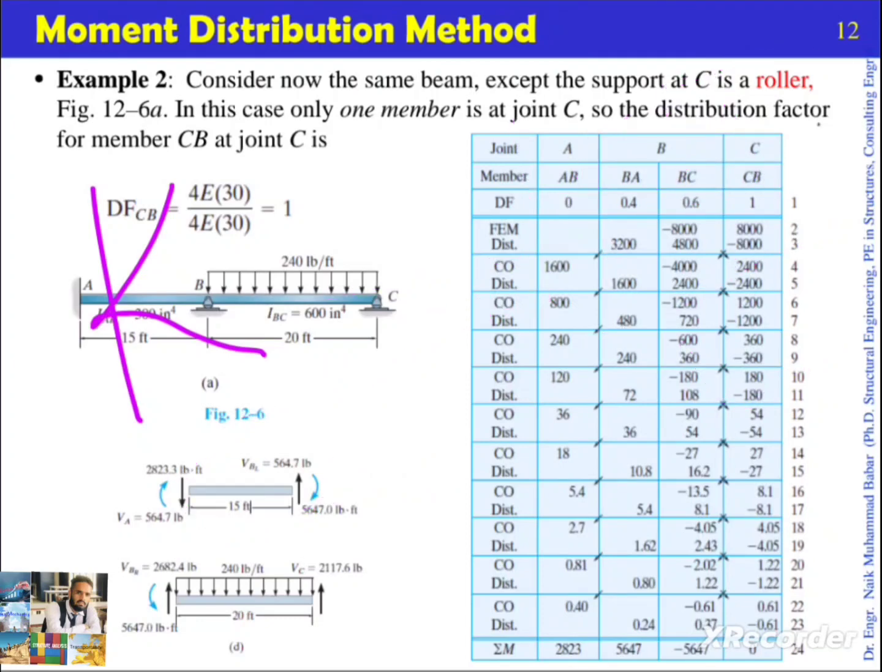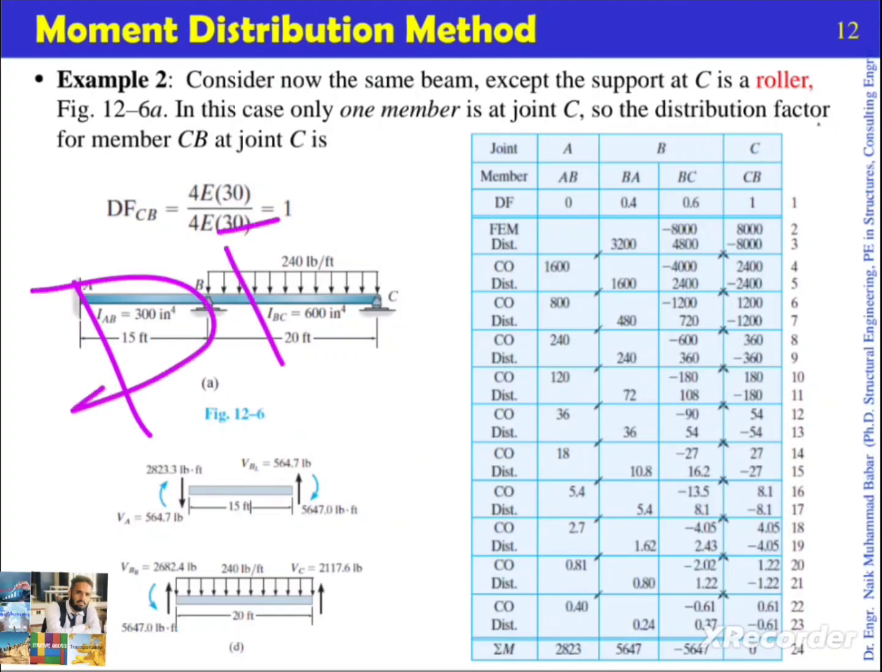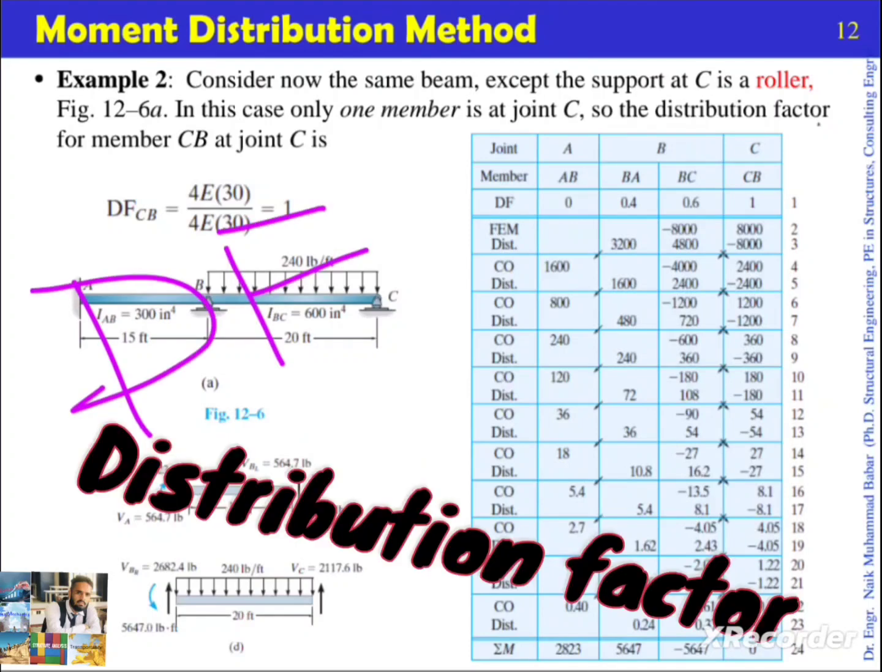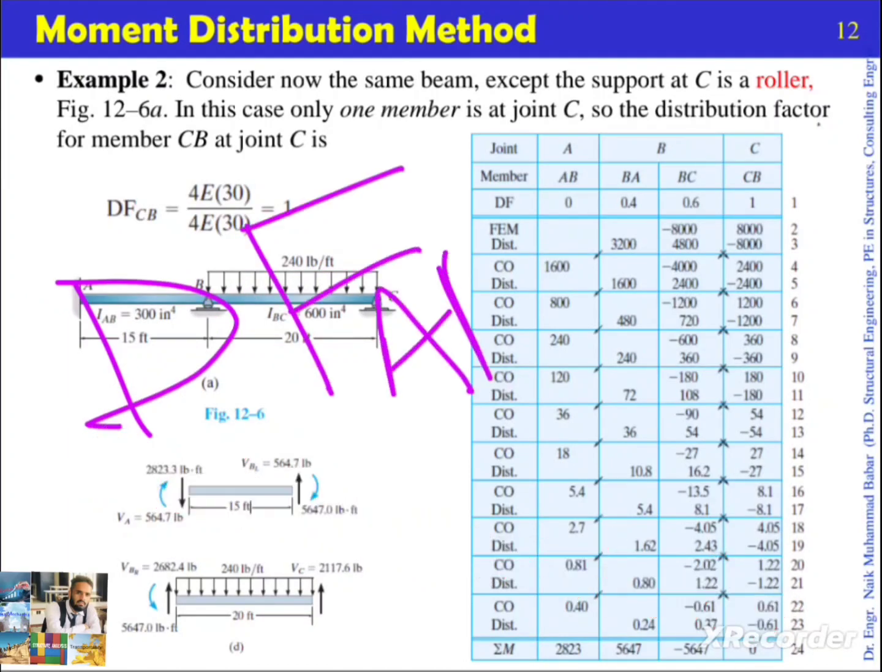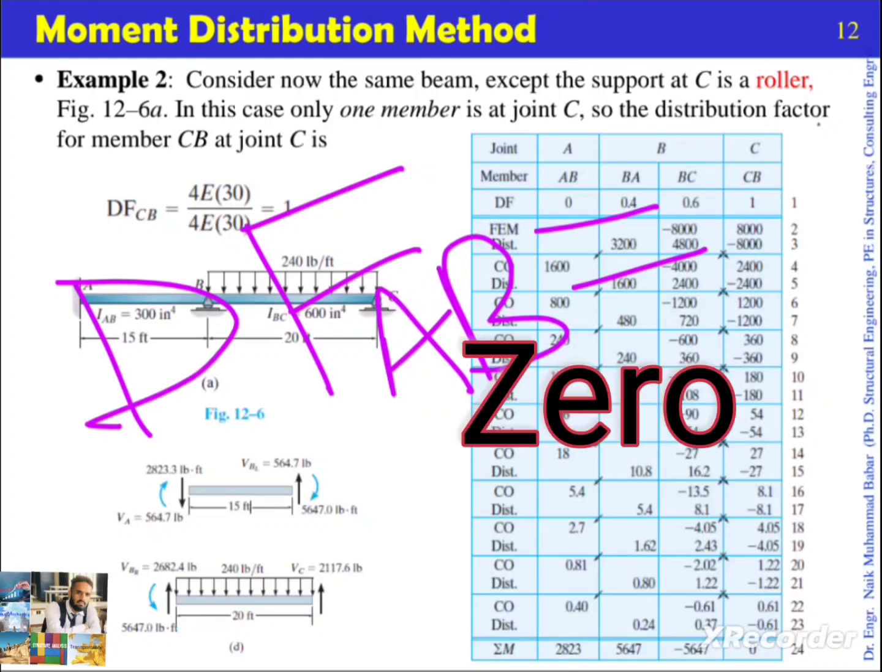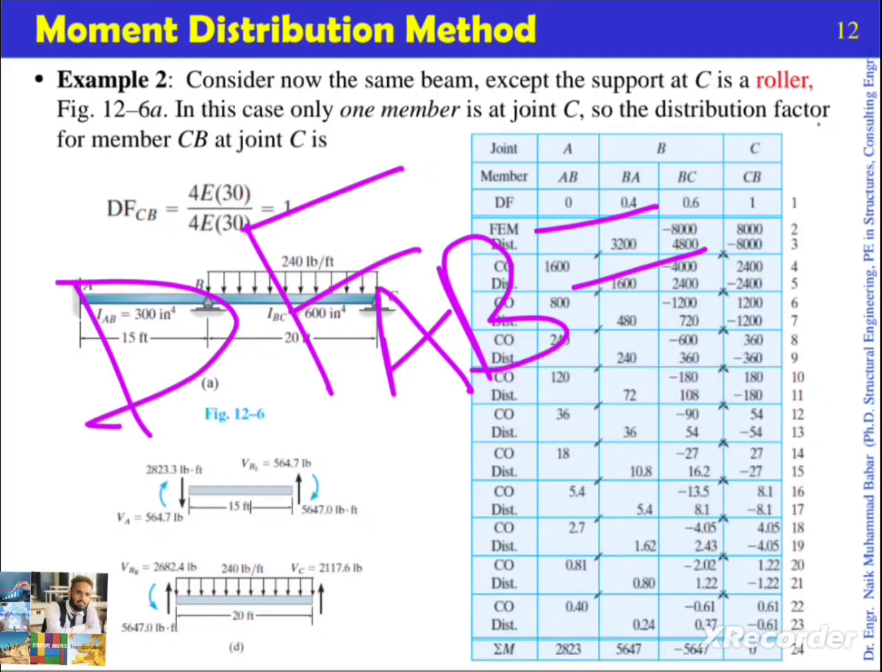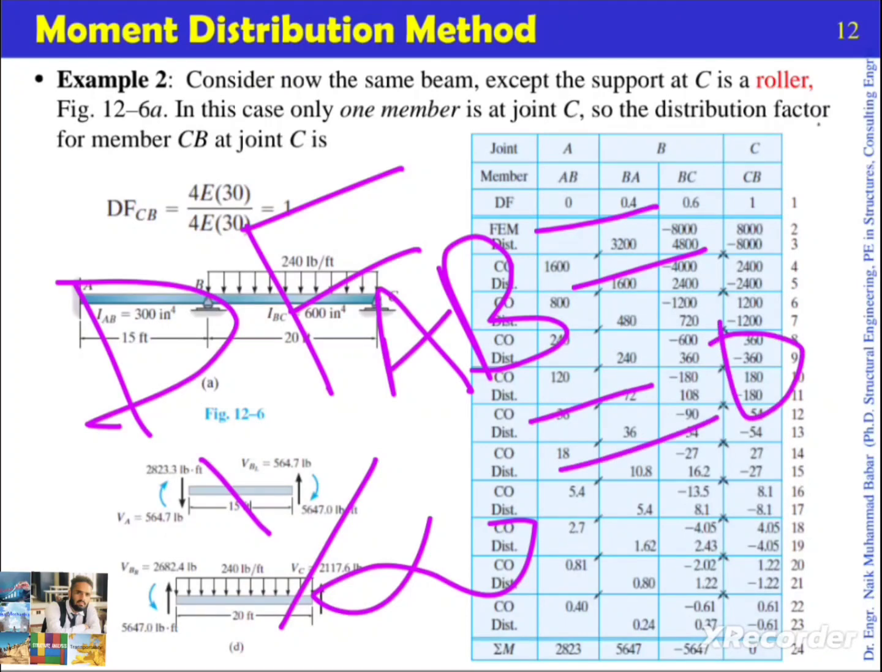Now we will calculate the distribution factors from the stiffnesses. The distribution factor for AB will be equal to 0. Remember this: at point C, when there is a fixed support, the distribution factor will be equal to 0. When there is a roller or hinge support, the distribution factor will be equal to 1. This is because the fixed support form is 1 by infinity, which is equal to 0. So the distribution factor for AB will be equal to 0.